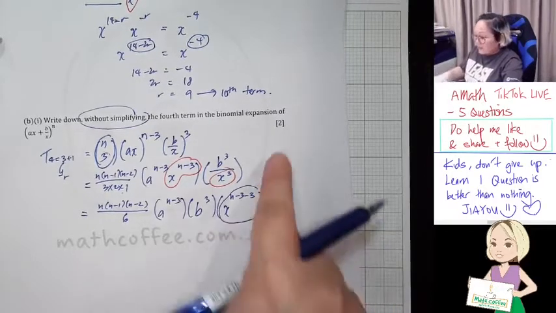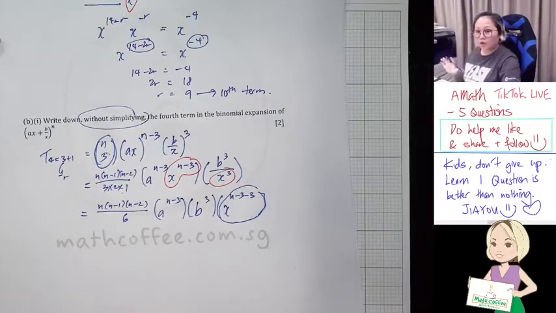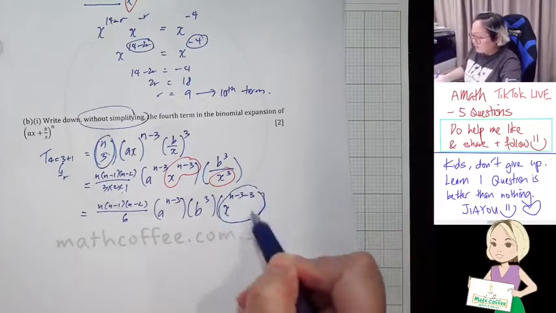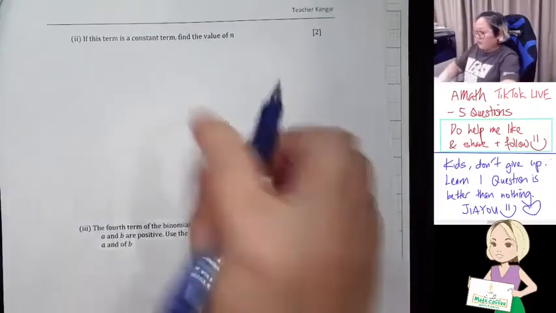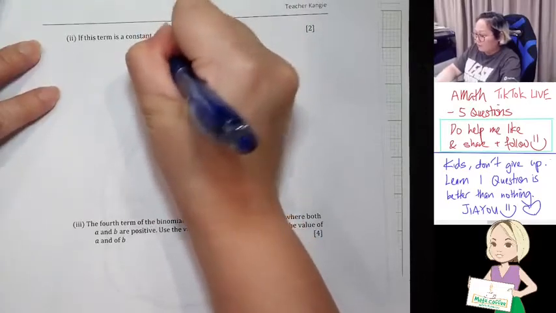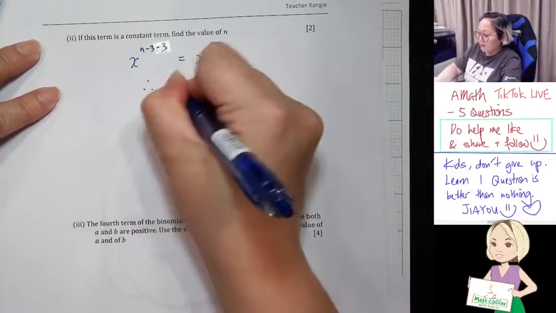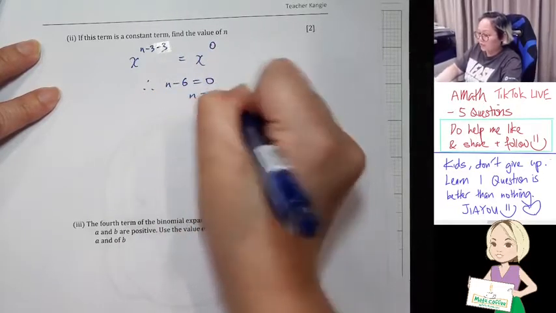They tell you that this is a constant. So remember just now I mentioned constant is what? The power is x to the power of, sorry, not x to the power 3, x to the power 0, okay? Independent of x means x to the power 0. So it means that x to the power of n minus 3 minus 3 is equal to x to the power 0. And that means that my n minus 6 is equal to 0, and n equals 6. Done.